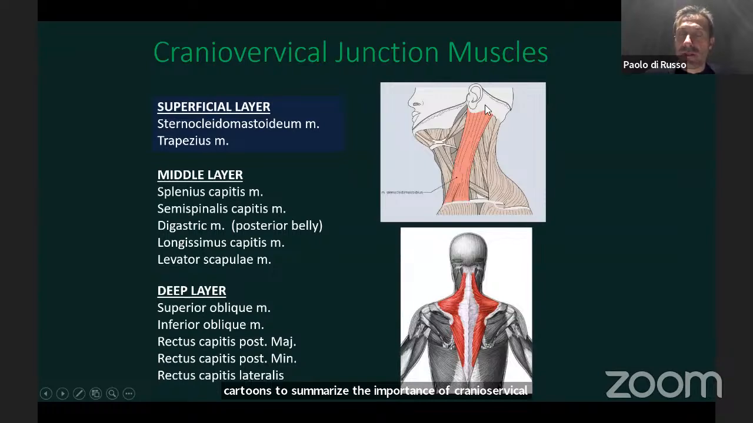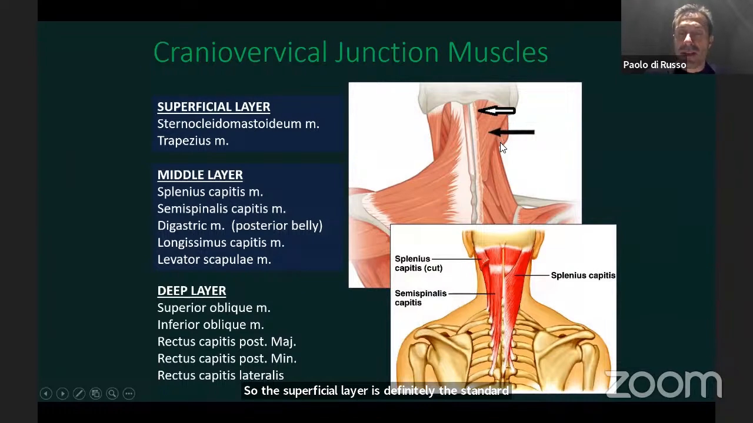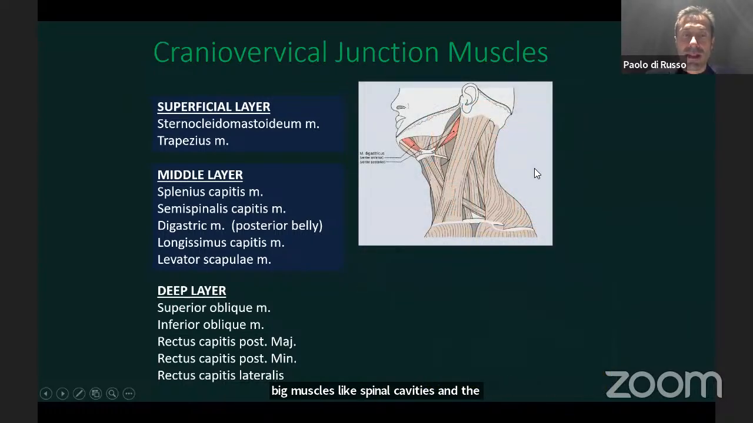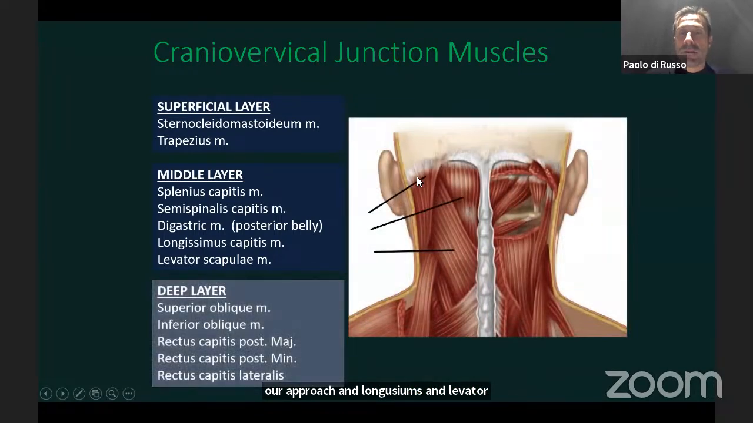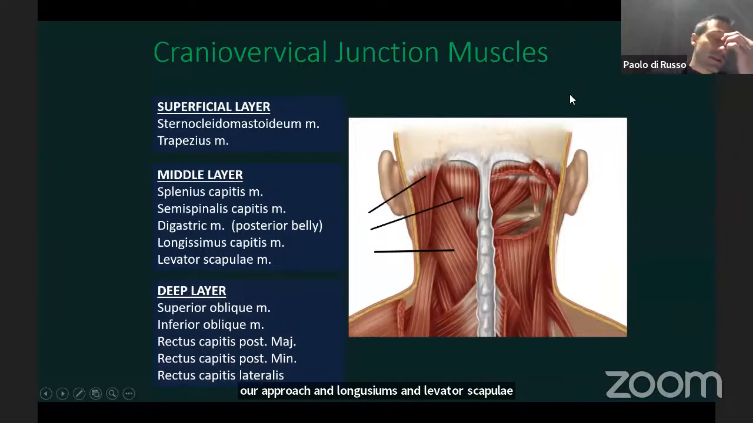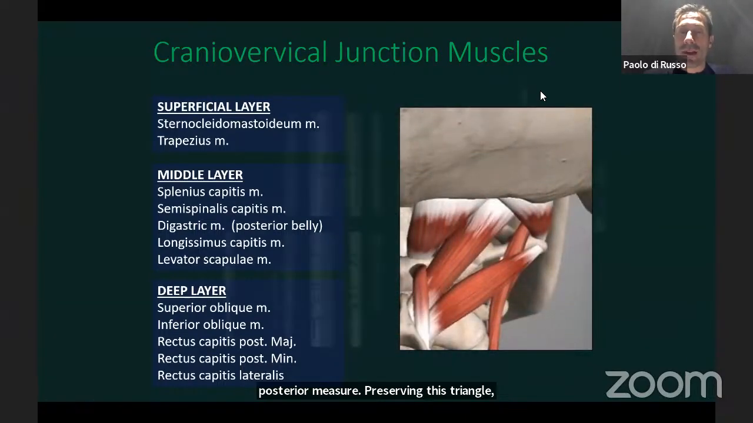The superficial layer is definitely the sternocleidomastoid and trapezius. The middle layer is made of big muscles like splenius capitis and semispinalis, and the digastric muscle that is the anterior limit of our approach, and longissimus and levator scapulae muscles. The deep layer, a really important layer, is made of the suboccipital triangle muscles: superior oblique, inferior oblique, and rectus capitis posterior major. Identifying and preserving this triangle is really important in the approach to identify and preserve the vertebral artery, as we will see.